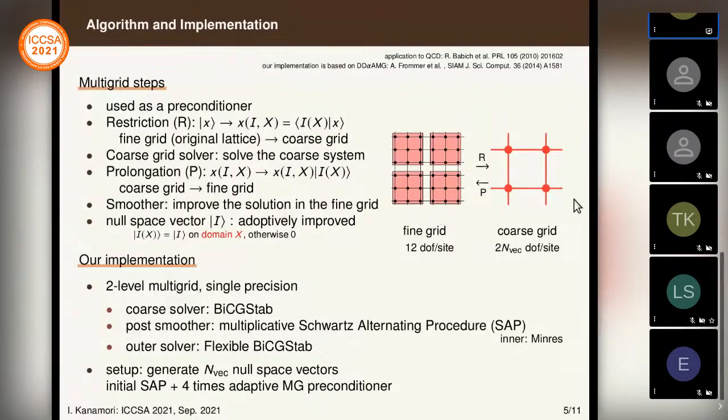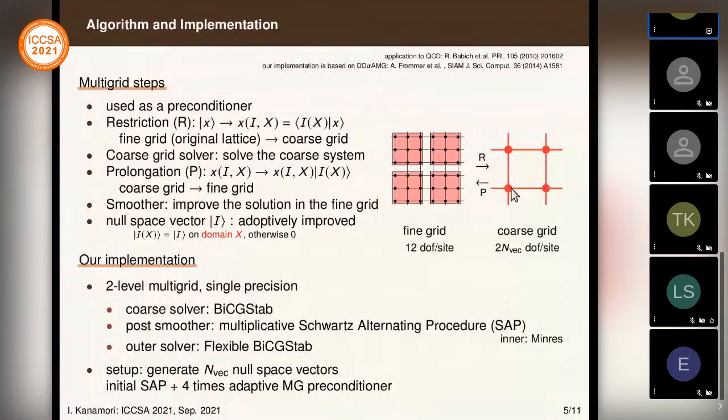Then this whole process is applied as a preconditioner of an iterative solver. And the quality of this preconditioner is governed by this null space vector, which projects from the original lattice to the coarser system. And then we adaptively improve this null space vector. This adaptive update is actually the key to applying it to QCD.